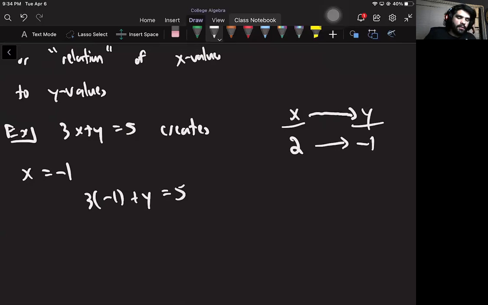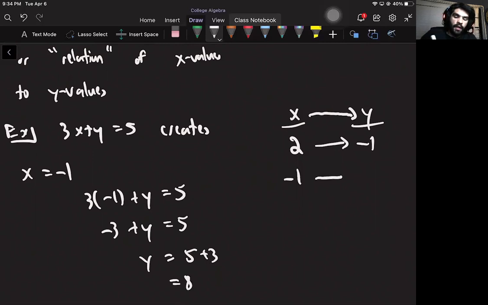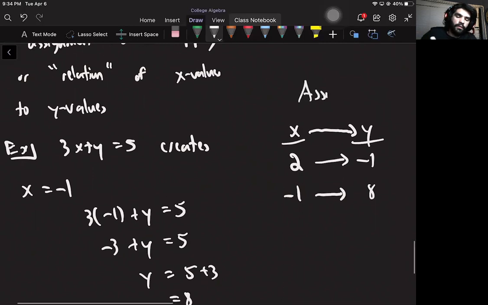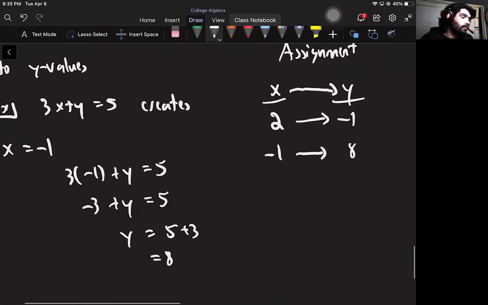3 times -1 is -3. Now to solve for y, I have to add that 3 over. So I get 8 there. So this is saying that -1 is getting assigned to 8. So this is sort of how we visualize the assignment in sort of chart type form.